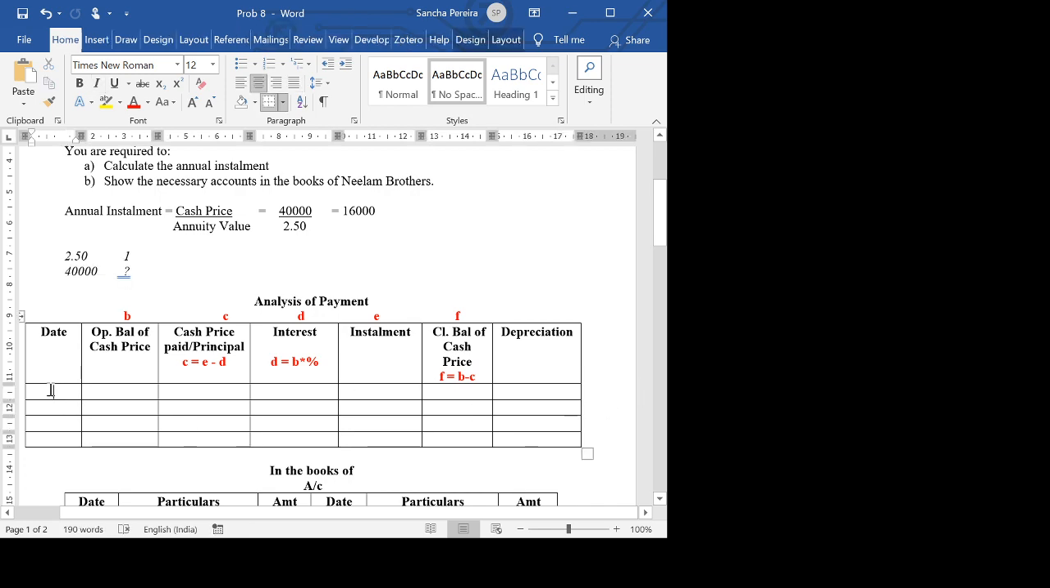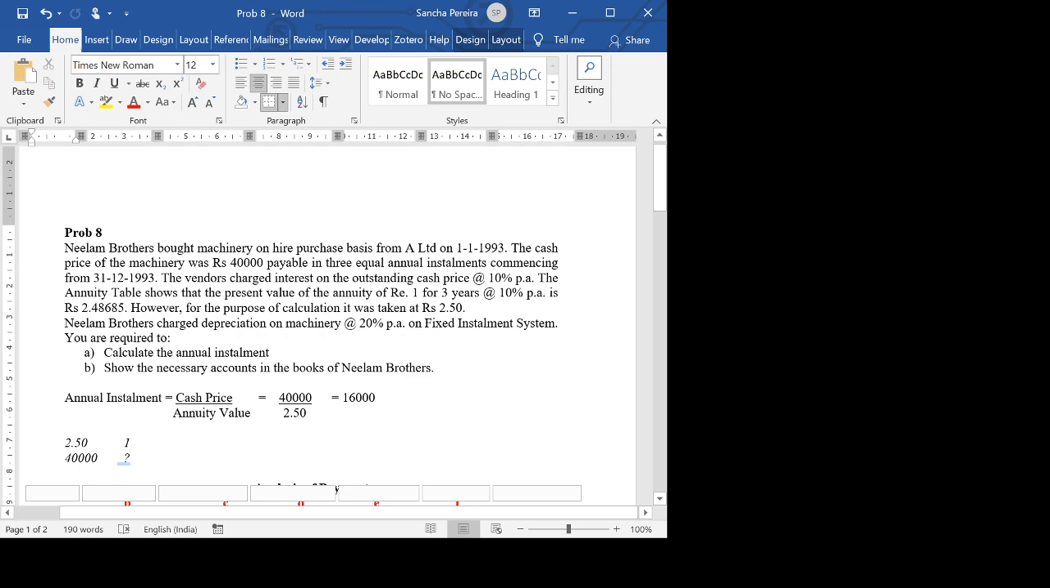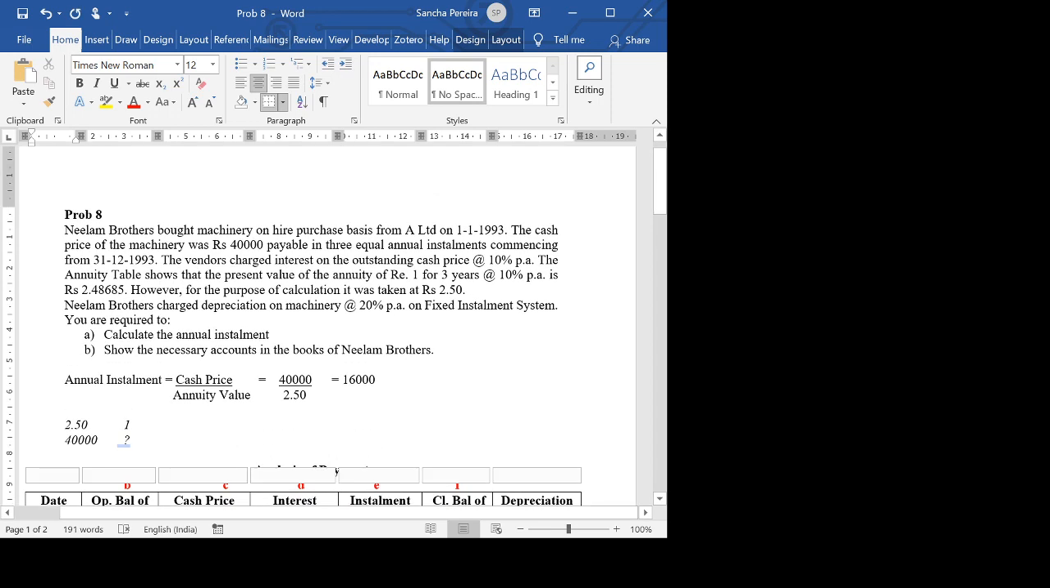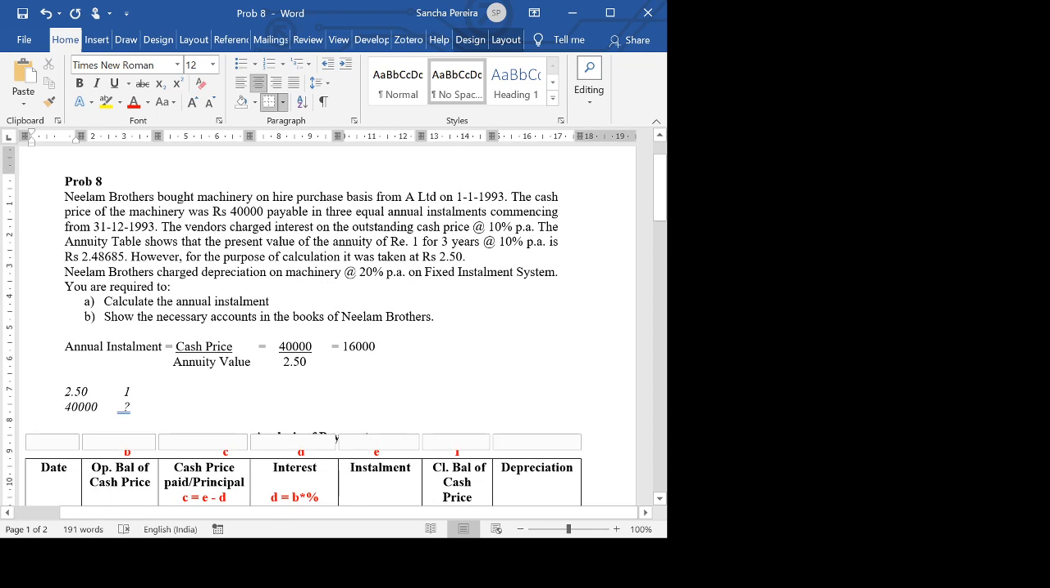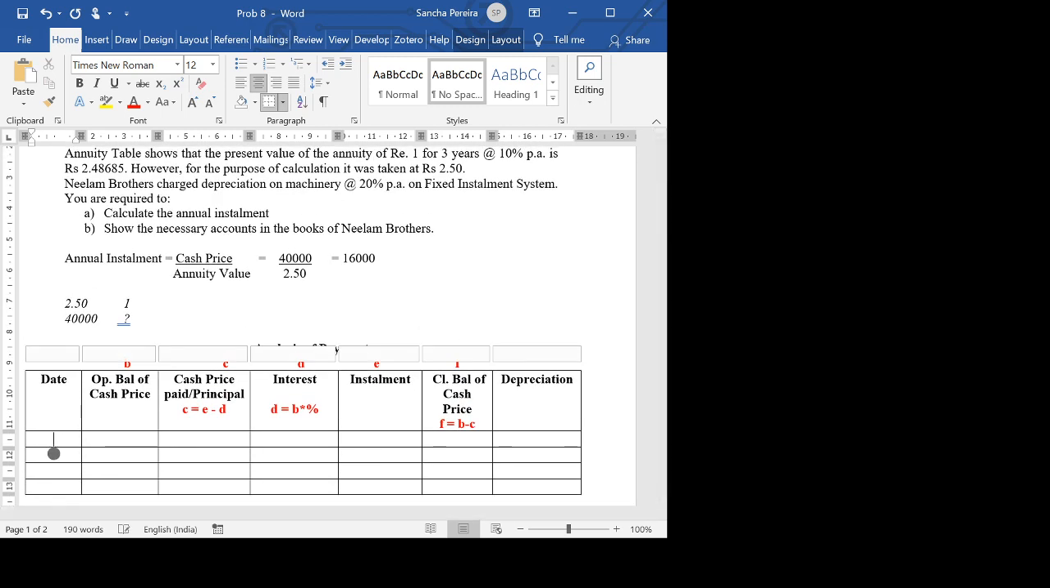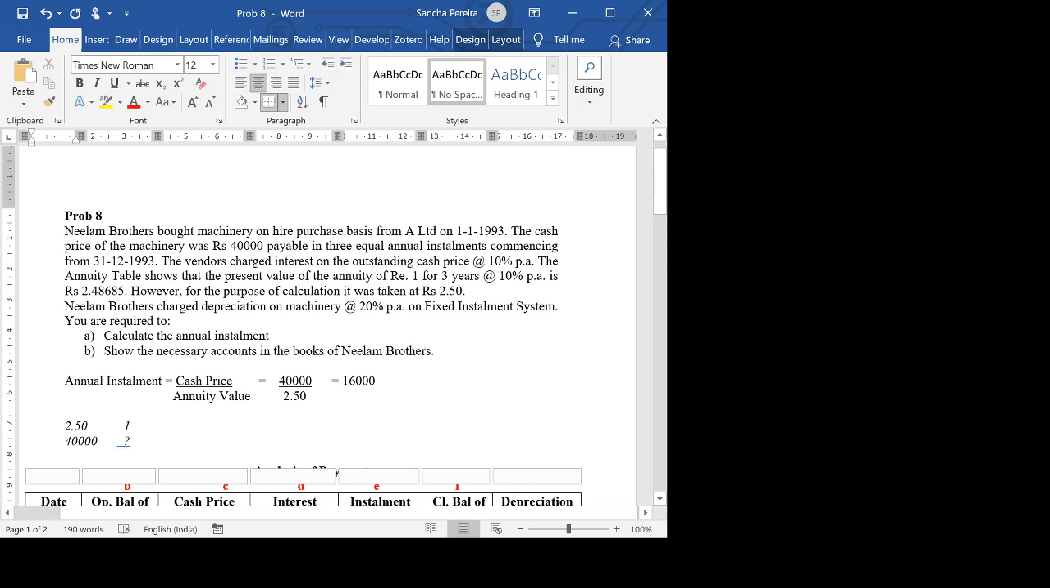So which date is this happening now? 1st January. Okay. One thing. Is there any down payment in this problem? Read the problem. Have they said down payment anywhere? I don't see any down payment, and there is no down payment.